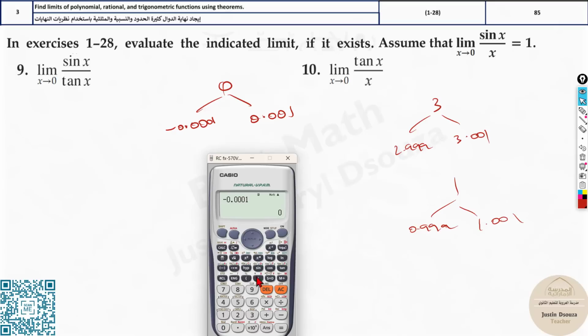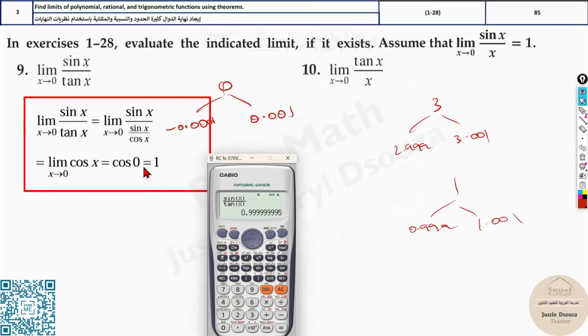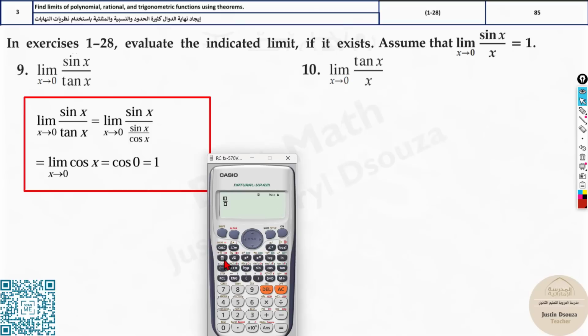So we take minus 0.001, and the answer is 0.99. It's almost equal to 1. What about the right side? We have to check both, because if they are not matching, if this was something else, now in both the cases the answer is 1 here. But if it was not matching, then you should say the limit does not exist. Now what about the right one?